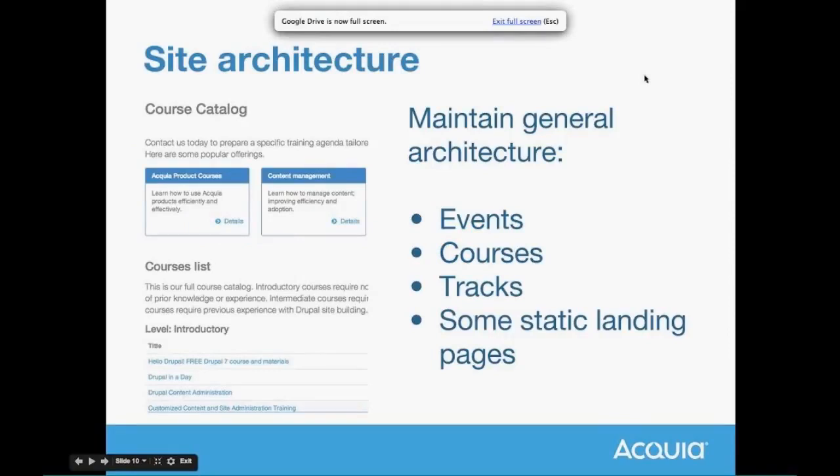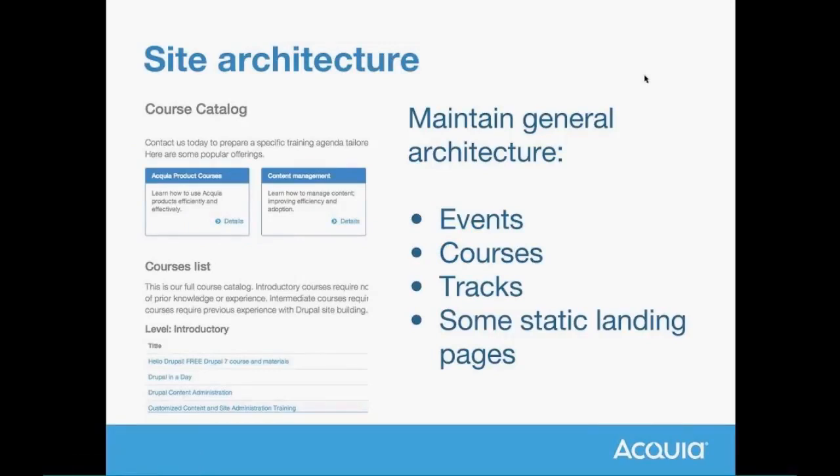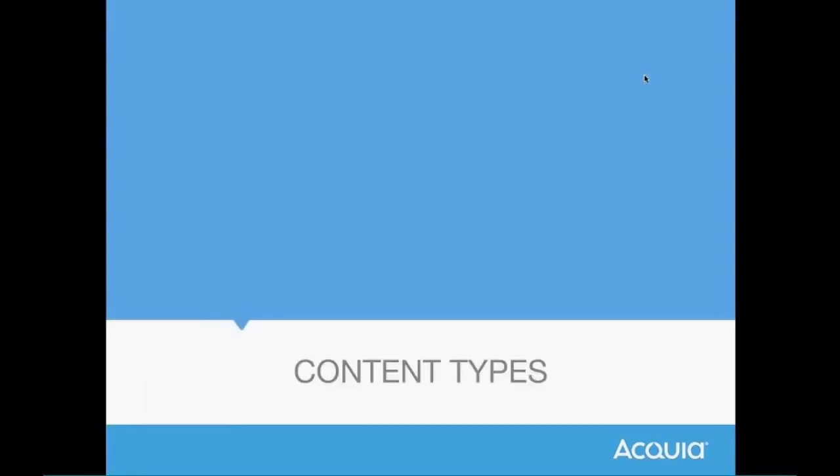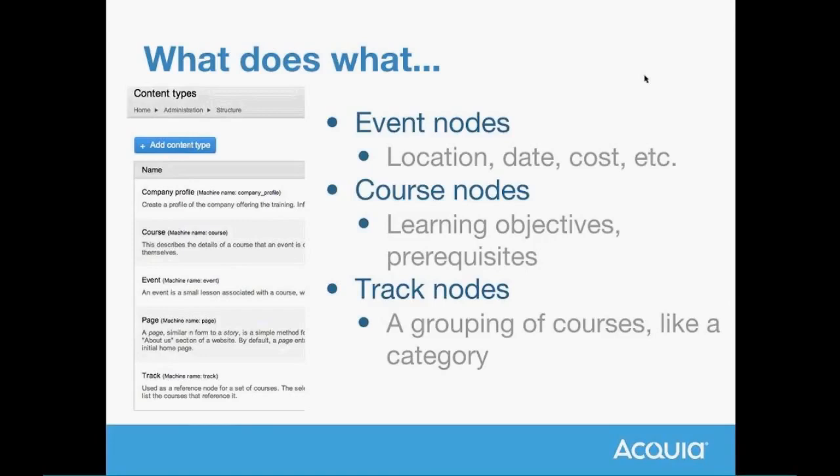So our main site architecture: events, courses, and tracks, and we had a couple of static landing pages for general information. I think resources, private training, that kind of thing. All right, so let's look a bit more in depth at some of the content types that we have.